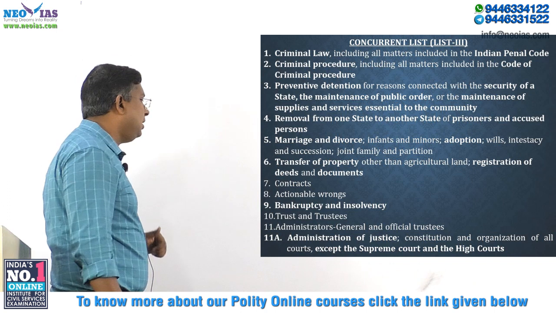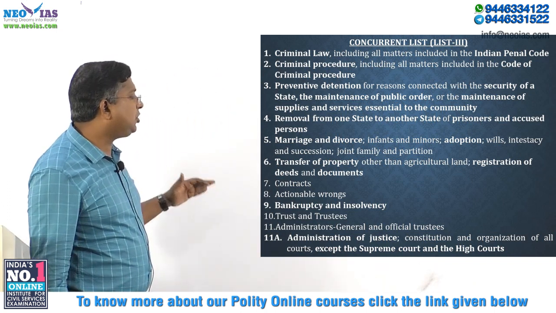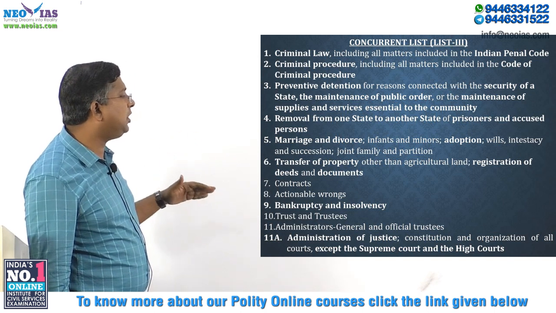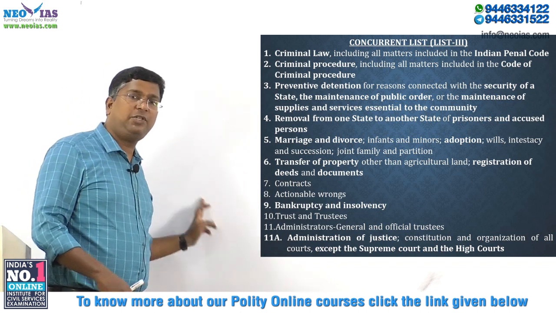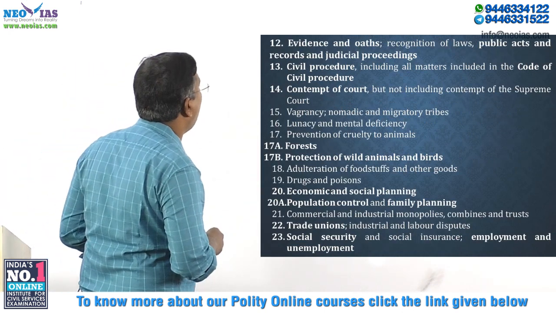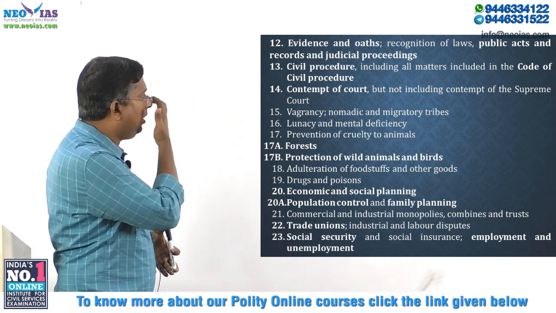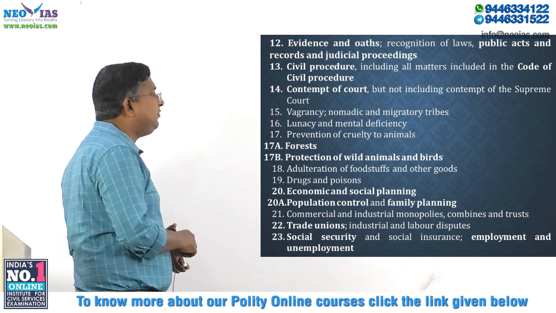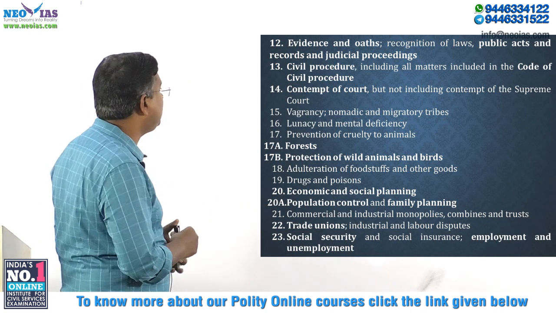Trust and trustees, administrators general and official trustees, then administration of justice, that is constitution and organization of all courts except the Supreme Court and High Court. I already told you this was shifted from the state list to the concurrent list. Then evidence and oaths, recognition of laws, public acts and records and judicial proceedings. Then civil procedure, including the Code of Civil Procedure. So criminal procedure and civil procedure are all under the concurrent list.